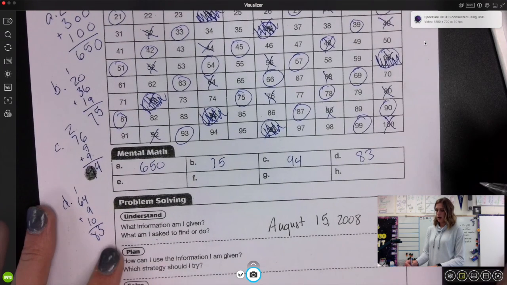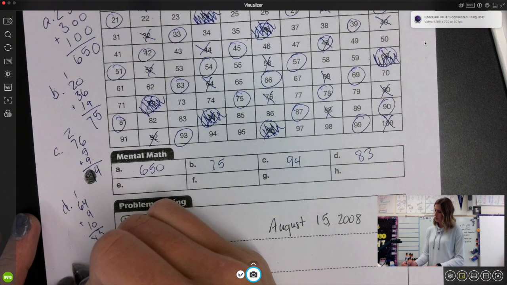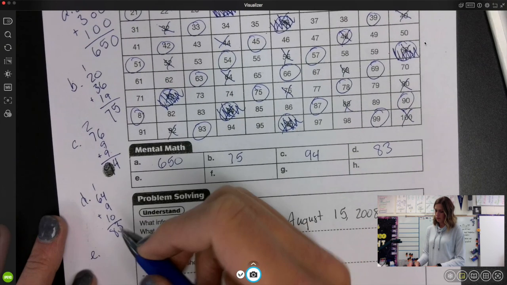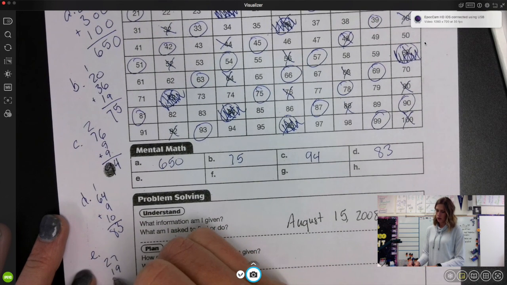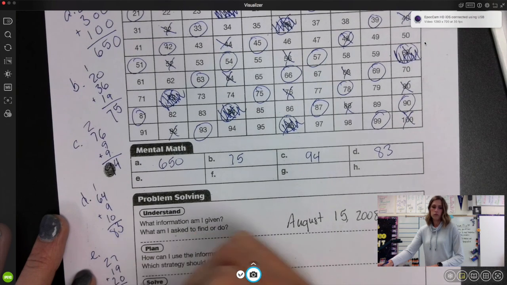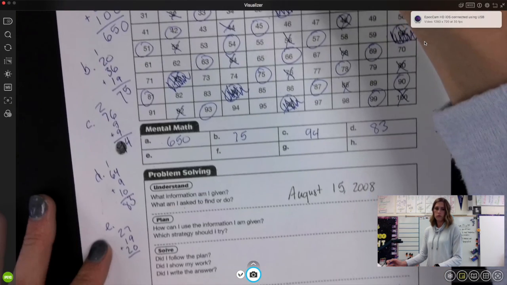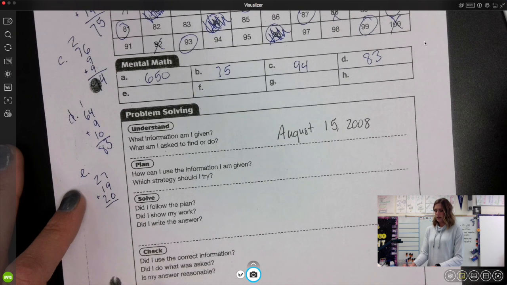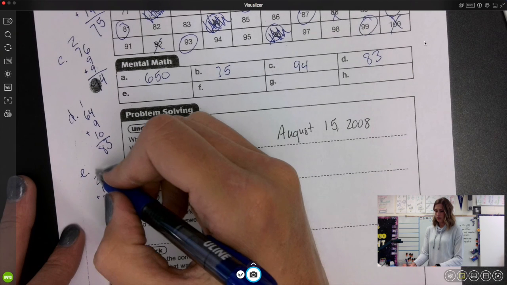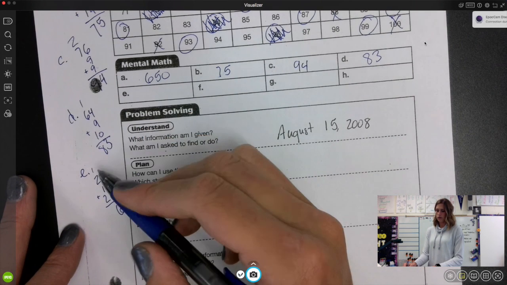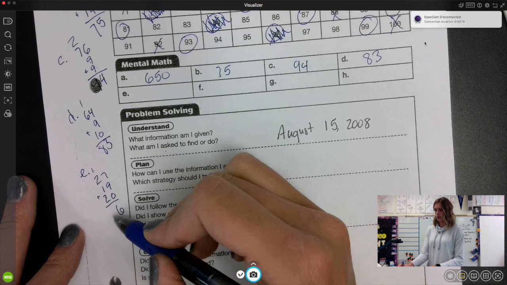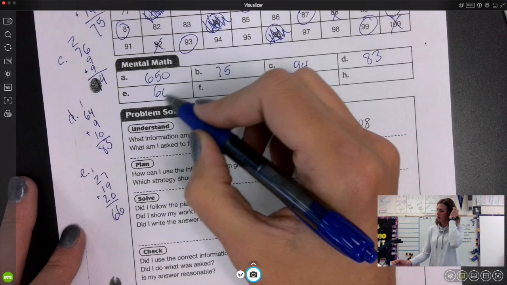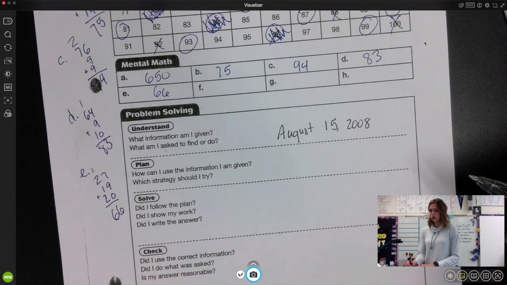Keep going on E. E says 27 plus 19 plus 20. 7 plus 9 is 16. 1 goes up, 6 comes down. 1 plus 2 is 3, so 3 plus 3 is 6. So we get 66.